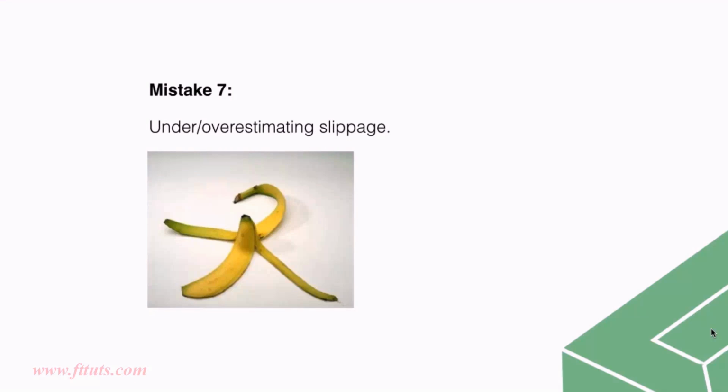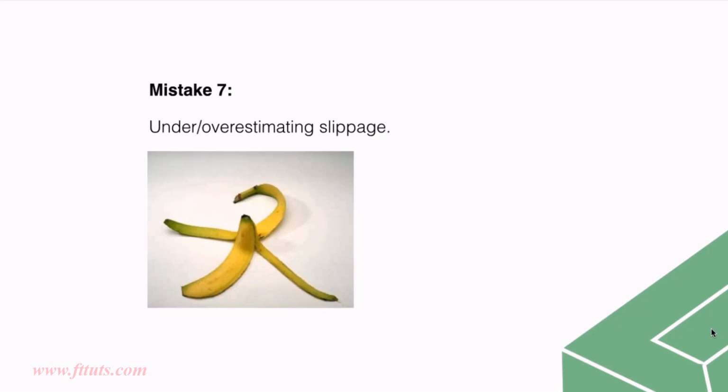Number 7, under or overestimating slippage. Following on from the previous point, we believe that some system developers misunderstand the nature of slippage, causing them to underestimate it at certain times and overestimate it at other times. In reality, slippage, or in other words, the price fill you get versus the price fill you want, is not a constant that can be modeled with 100% accuracy.